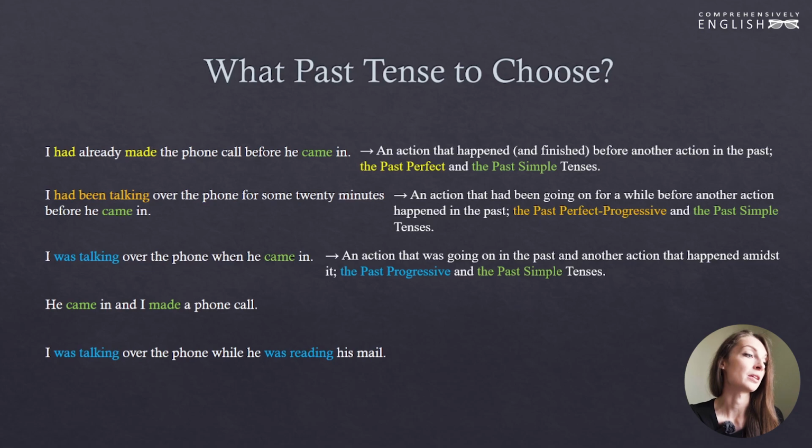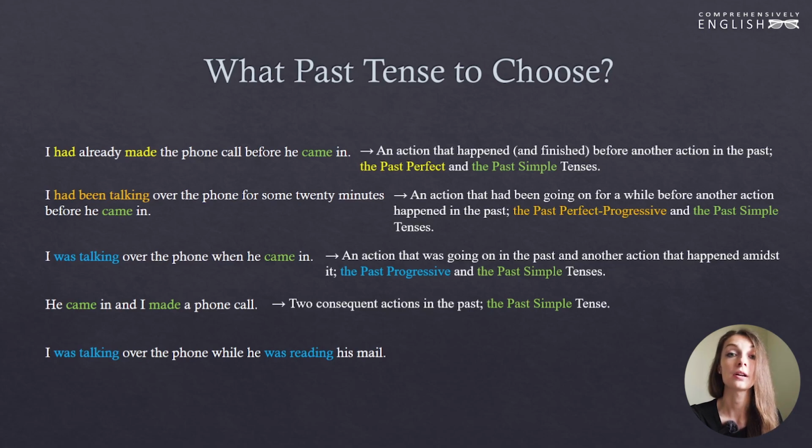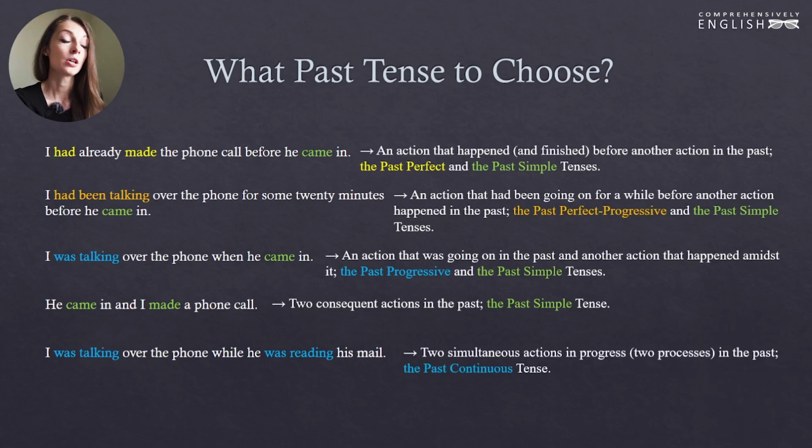He came in and I made a phone call. These are two consecutive actions in the past. One happened right after the other. We do not need the past perfect tense here because these are two actions in a row. We tell a story. Yeah? I was talking over the phone while he was reading his mail. Two simultaneous actions in progress or two processes in the past. The past continuous tense is used in both cases, in both predicates.